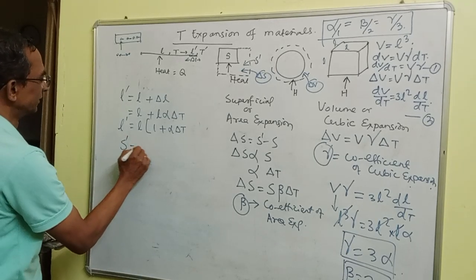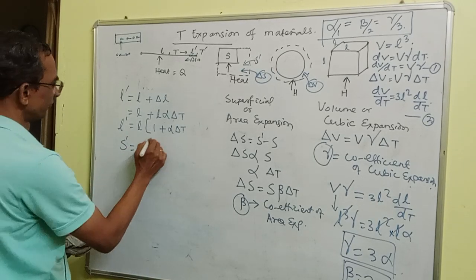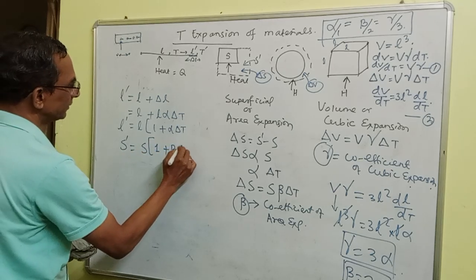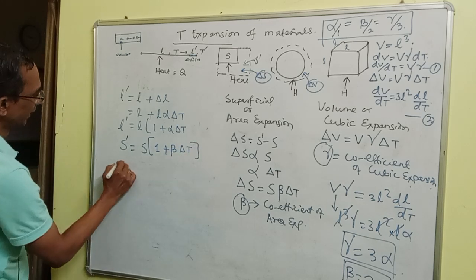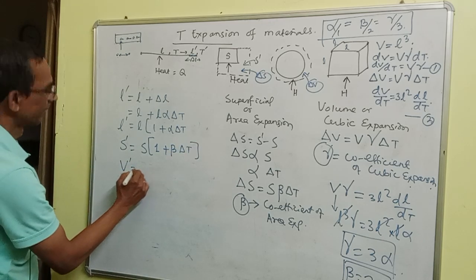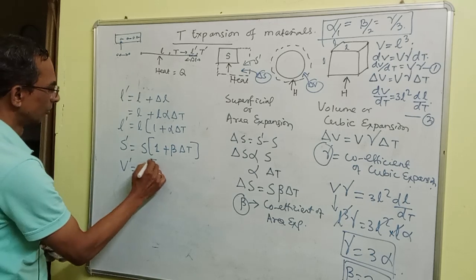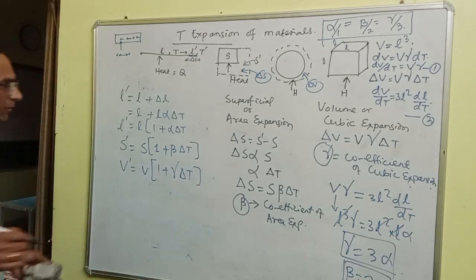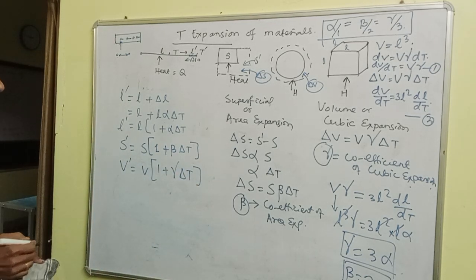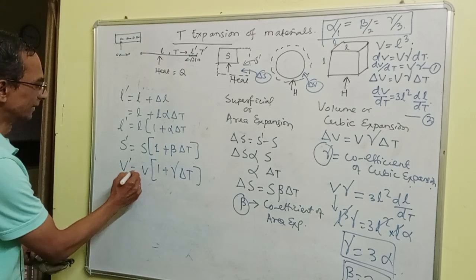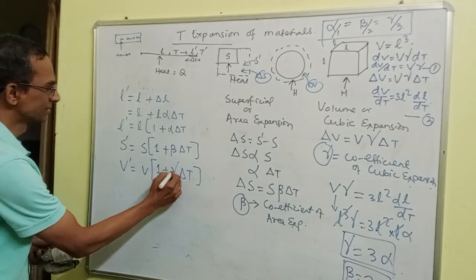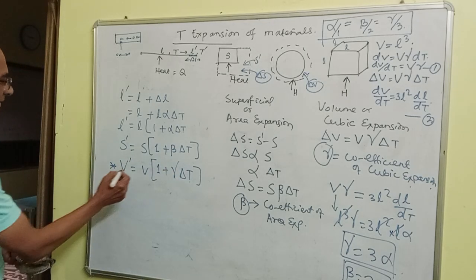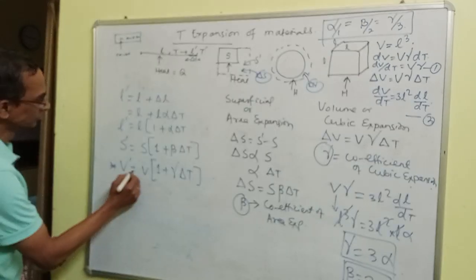In a similar manner, the final surface area is the original surface area times (1 plus beta delta T). And the final volume is the original volume times (1 plus gamma delta T). Now it is clear that once temperature is increased, there is an increase in volume.